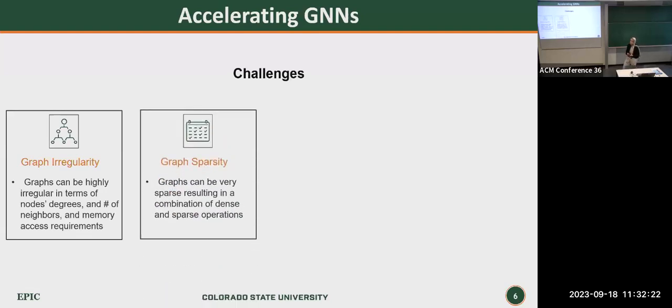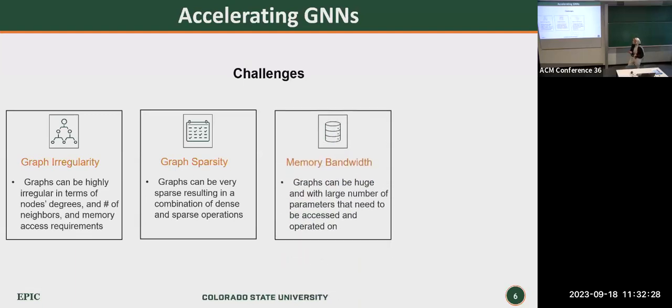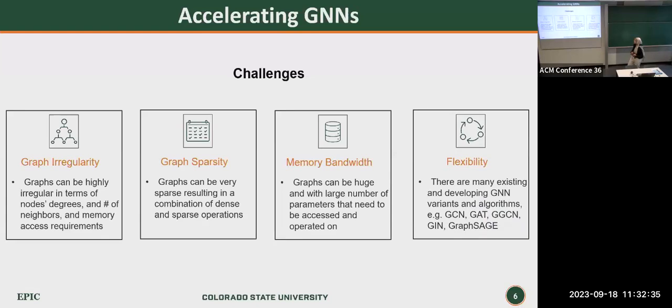Graphs are also usually very sparse, which presents us with a set of both dense and sparse operations to deal with. Memory bandwidth is usually a major bottleneck since graphs can be huge. And finally, there are currently many existing and also developing GNN models, so the hardware or the software accelerating GNNs needs to be flexible enough to accommodate this wide range.